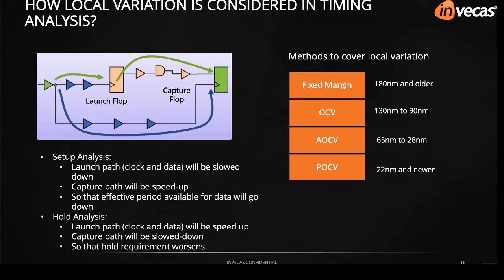We will talk about these in depth in the next slides. But as common in almost all the cases, the general criteria used for setup analysis is that the launch clock path and the data path delay is increased and the capture clock path delay is reduced. And for hold, it is vice versa, where the setup and hold checks are done in a worse situation compared to the normal timing analysis.